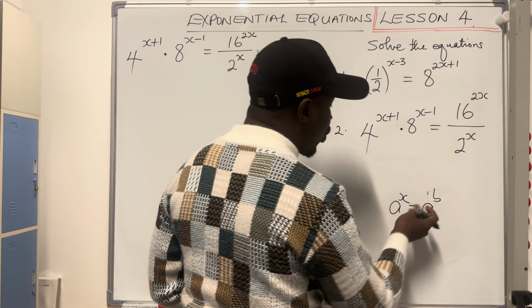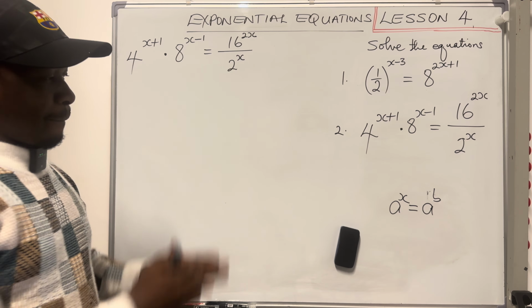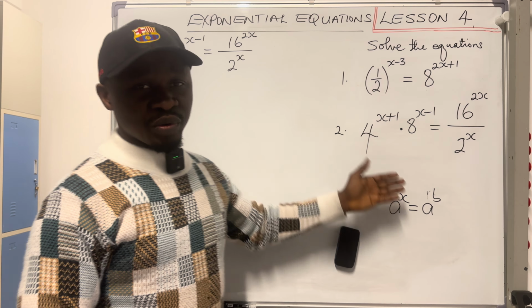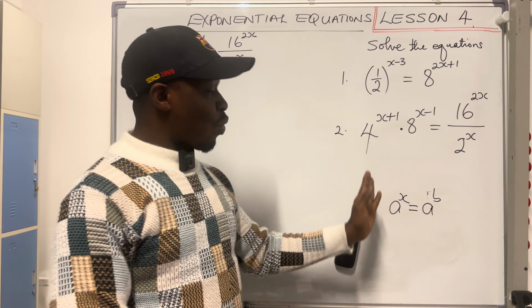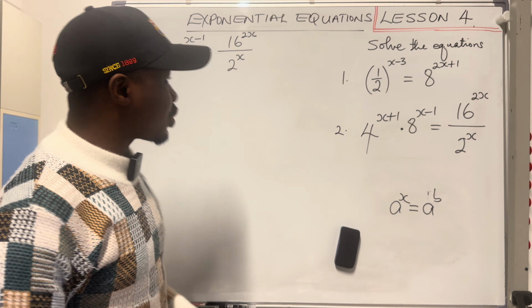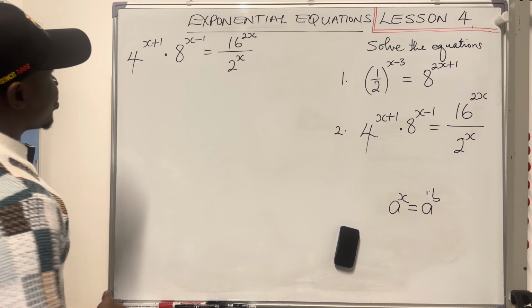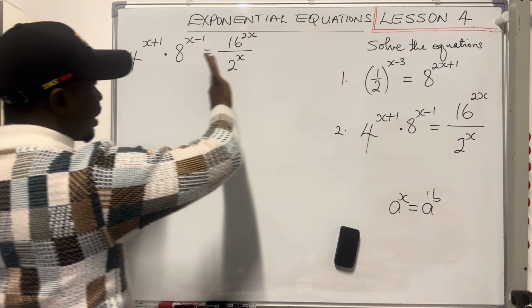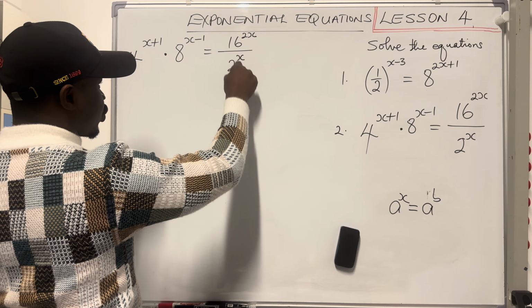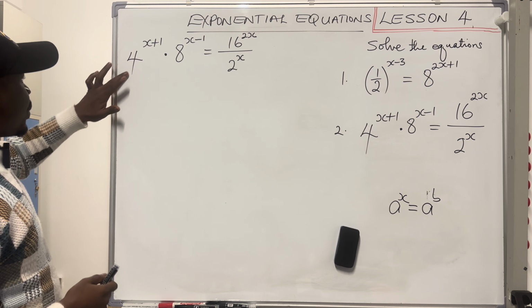This is always what we want to see: one base raised to a certain power equal to one base raised to a power. So one base, one base. That is always what we want. But when you look at the left side, there are two. On the right hand side, there are two also. So what do we do?